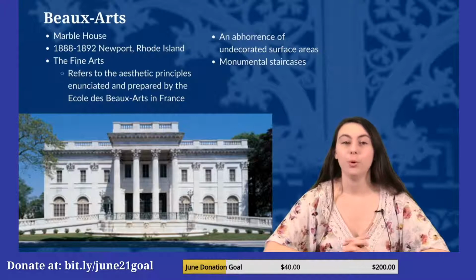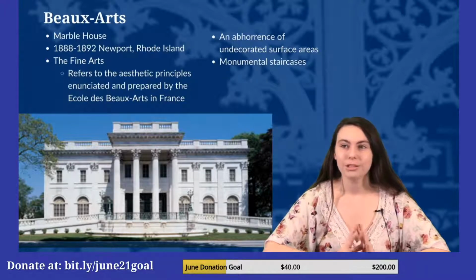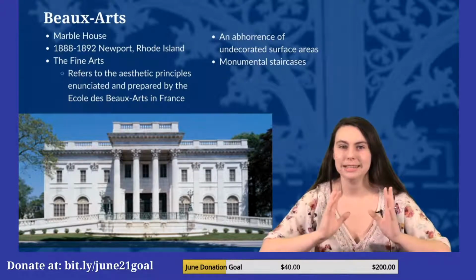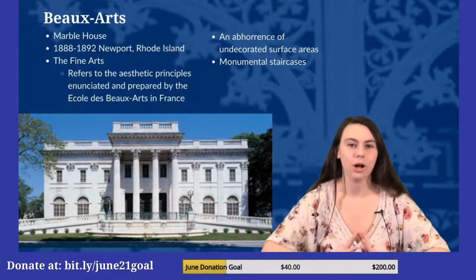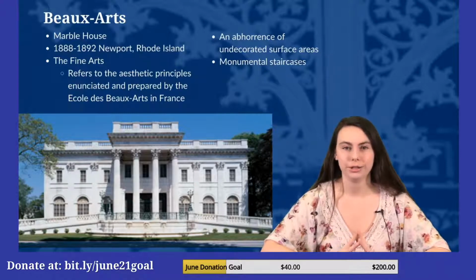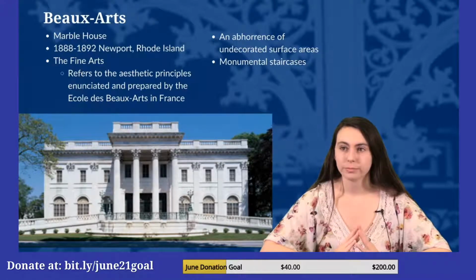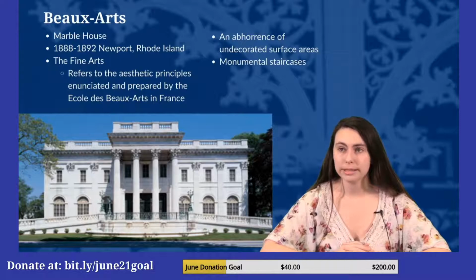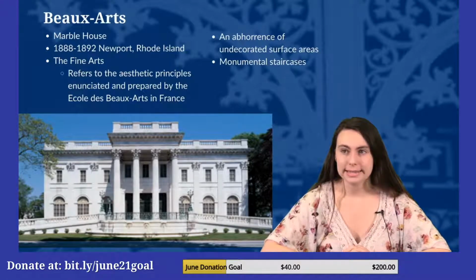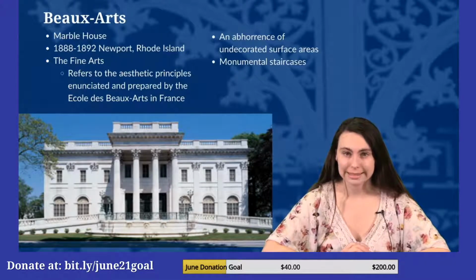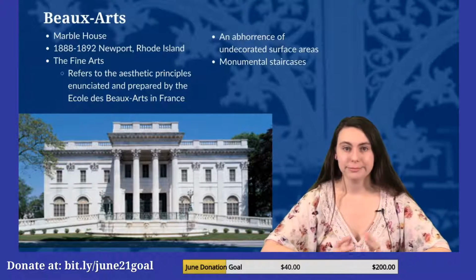So now we have the Beaux Arts style. The Beaux Arts is the last kind of hurrah of the 1800s styles that we have here. This is Marble House, built from 1888 to 1892 in Newport, Rhode Island. The Beaux Arts style, translated from French, is the fine arts.